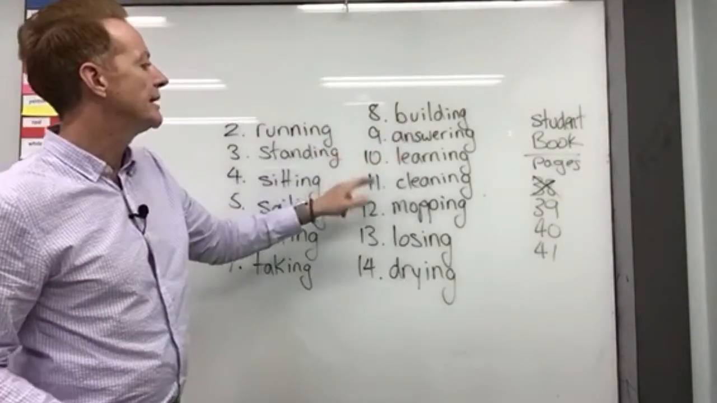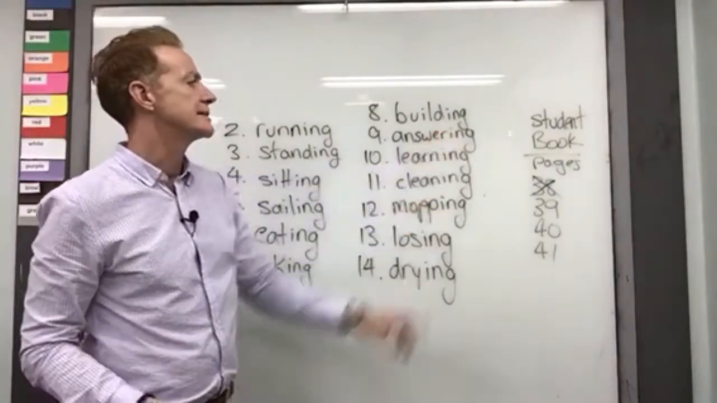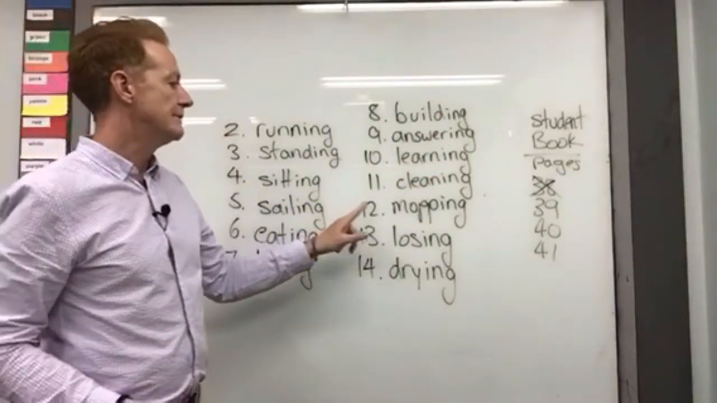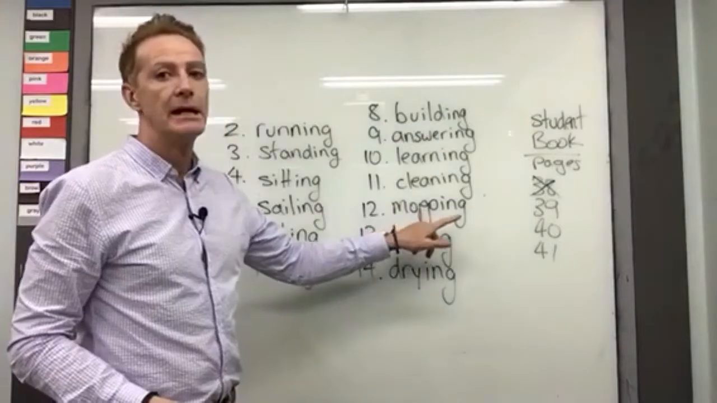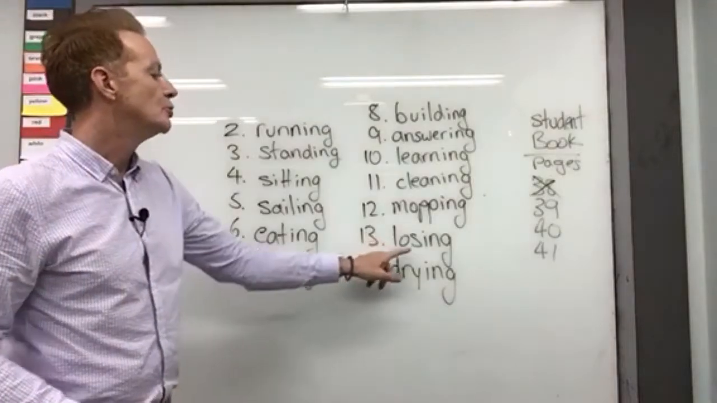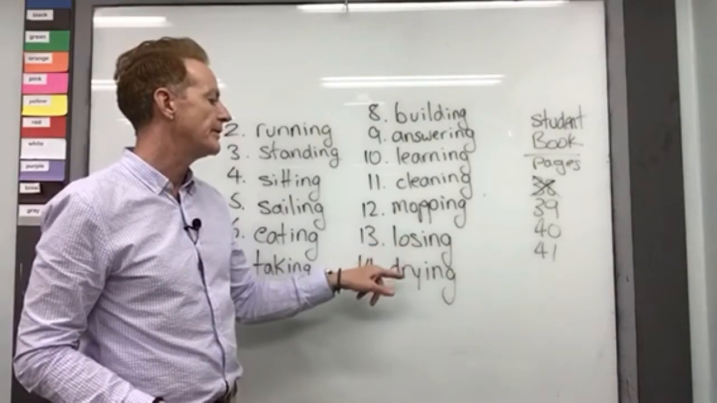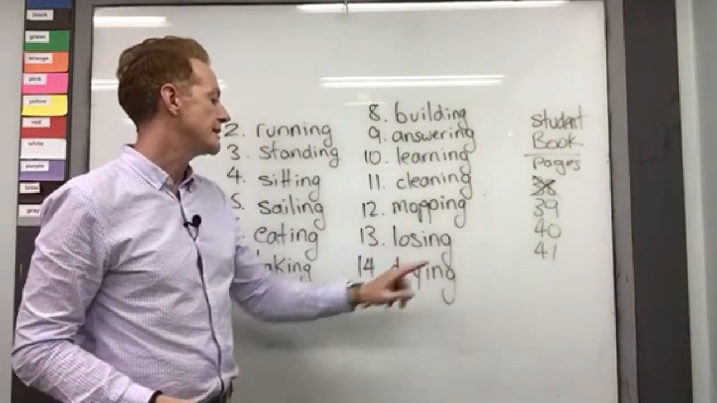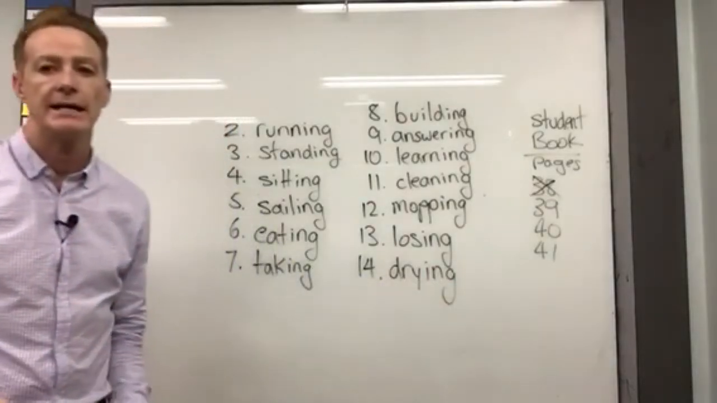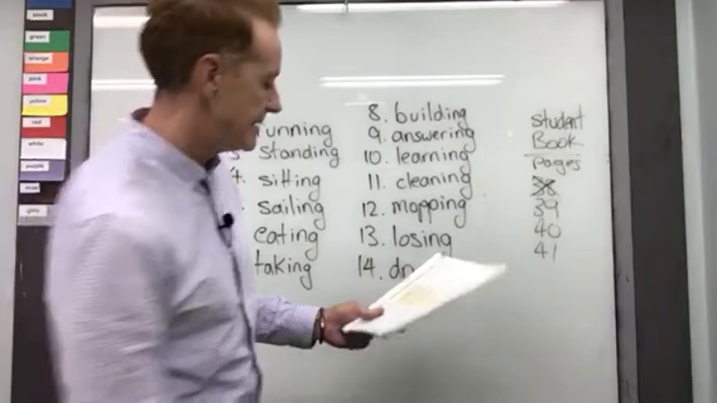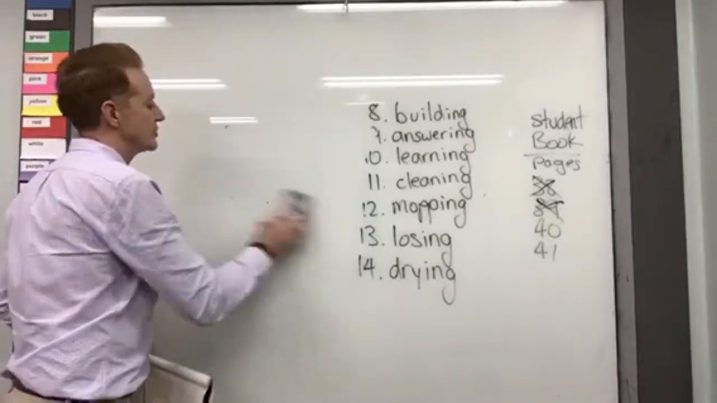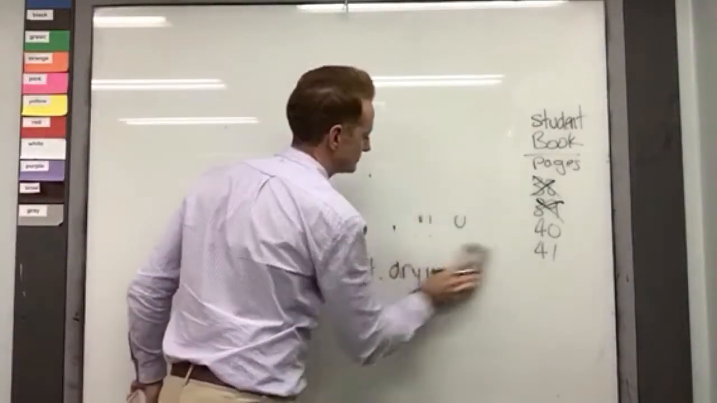Building, answering, learning, and cleaning. All you have to do is just add ing. There's no double letters. When you get to number 12, mopping has double P, ing. 13, losing. Lose has an E, so you drop the E and add ing. And the last one was drying, just add ing. All right, good job. So that is page 39 finished. Let's move on to page 40.